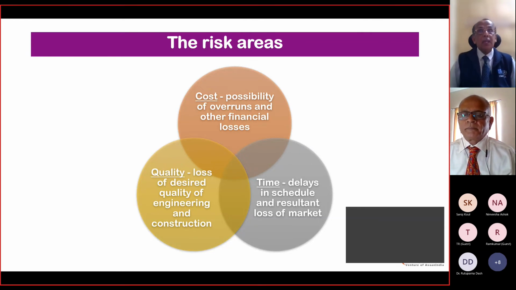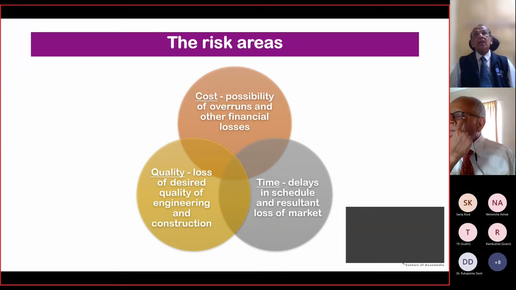Now, it may be premature to mention at this stage that as an organization, you have got to have a risk management policy. It's essential. How many organizations do we have which have got a risk management policy? Overall, holistically. Now, once you have such things, depending on the type of work you're involved in.